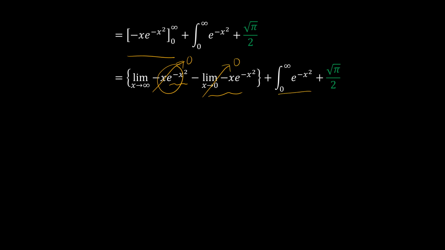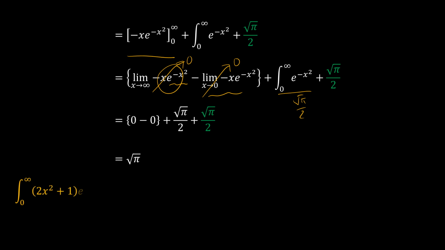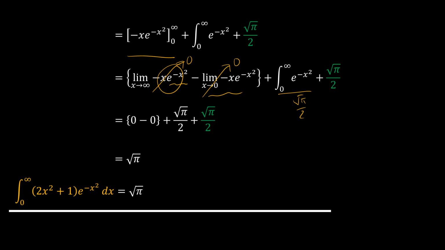And we say this here is square root of pi over 2, right? So you have square root of pi over 2 plus square root of pi over 2, and that becomes square root of pi. So in other words, when solving the integration of 2x squared plus 1 times e to the power negative x squared from x equals 0 to x tending to infinity, you get square root of pi. And that was the answer that was required of us.